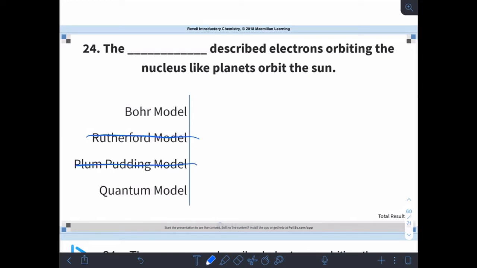Now the Bohr model or the quantum model. The quantum model was the last one that talked about electrons being sort of fuzzy orbitals. So our final answer here is the Bohr model, named after Niels Bohr.